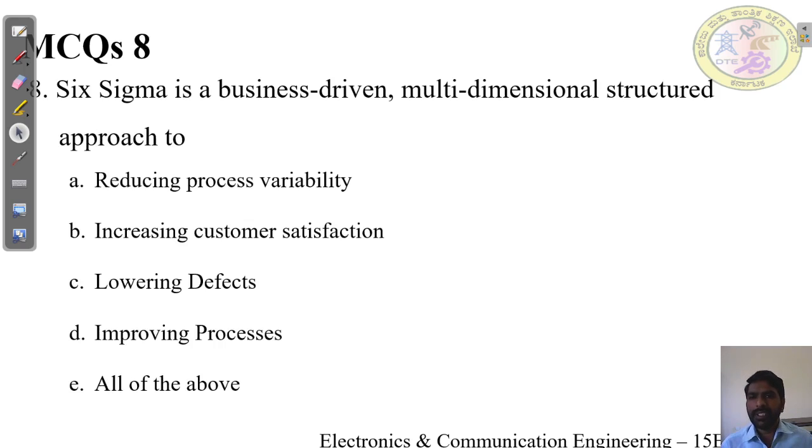Question number 8. Six Sigma is a business-driven, multi-dimensional structured approach to: A. Reduce the process variability. B. Increase the customer satisfaction. C. Lower defects. D. Improving the process. E. All the above. Pause the video and find the answer for this question. The right answer is all the above. These are all the structured approaches for implementing Six Sigma.